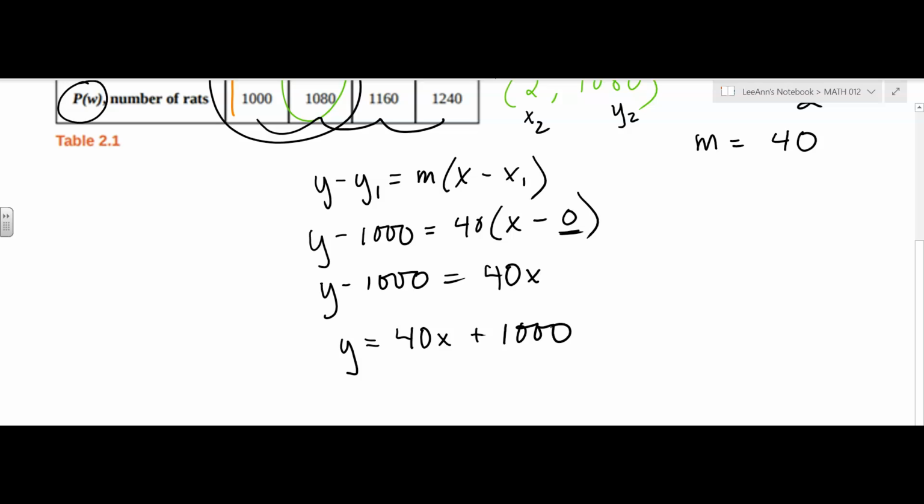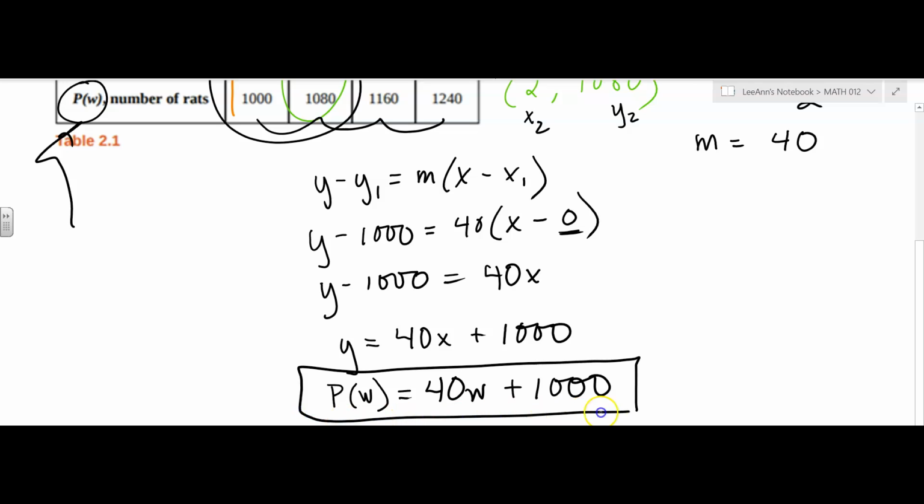But you really want to go back to the notation they gave us, so it's in terms of w. So we're going to write this as P of w equals 40w plus 1,000. So based on the number of weeks that go by, it looks like you're getting 40 more rats per week. Time to call the Pied Piper. Okay, get rid of those rats. Anyway, that's the function right there.